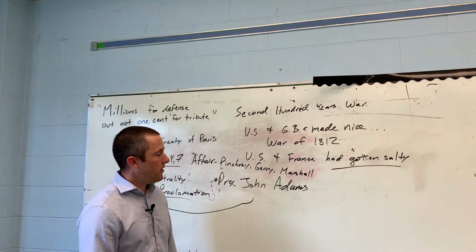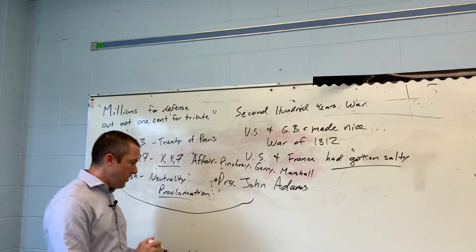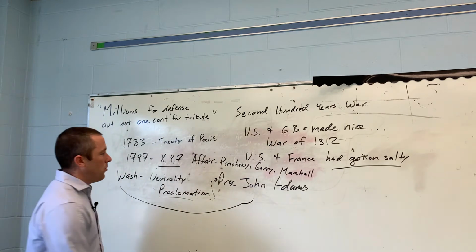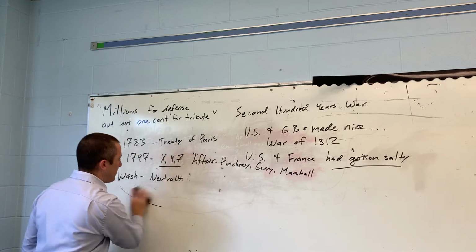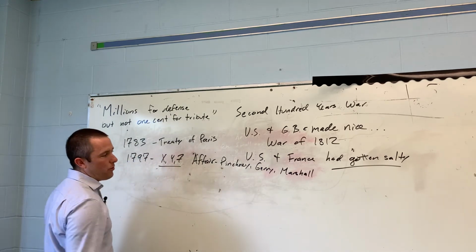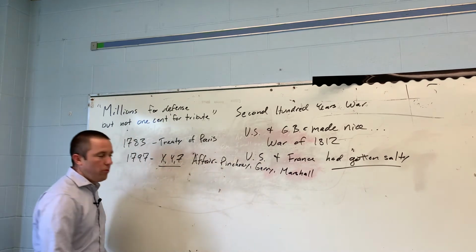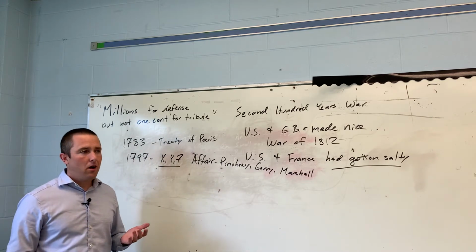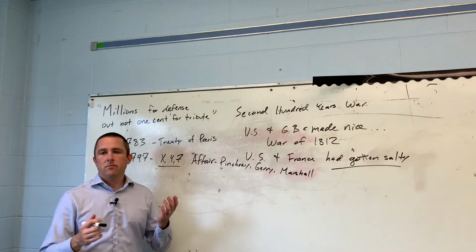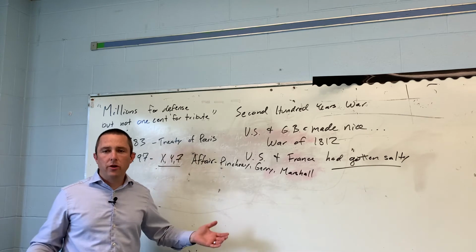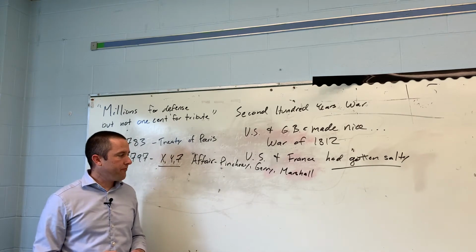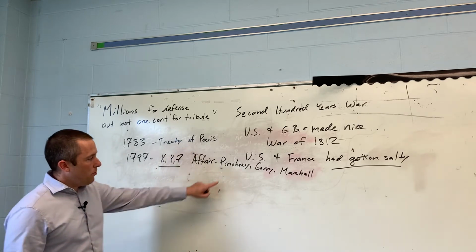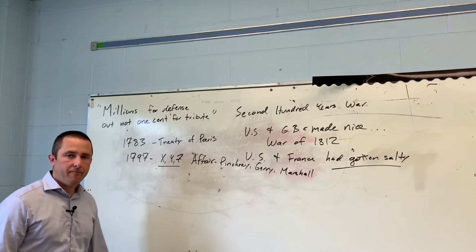So Adams says, all right, we're going to send 3 people over and we're going to make nice. We're going to talk to the French and we're going to say, what are you guys doing? We really need to just sort of get along. We're such a young, new country that we can't afford major enemies at this point. So Pinckney, Gerry, and Marshall get there.